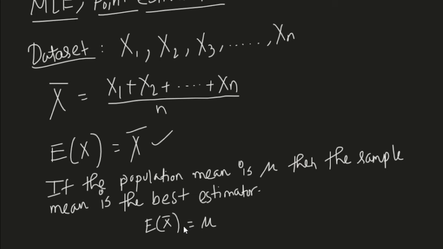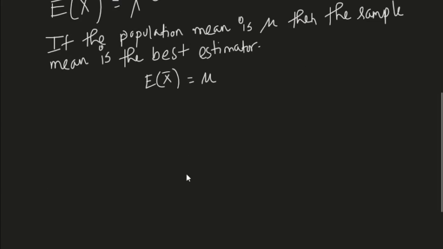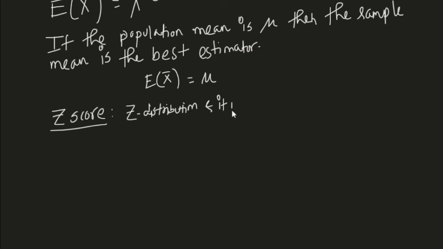Now there are a few other things we should note. We have studied this kind of thing, and what we would like to understand is what a z score is. So how is a z score related and what is a z score? The z score comes from the z distribution. It is a standard normal distribution.